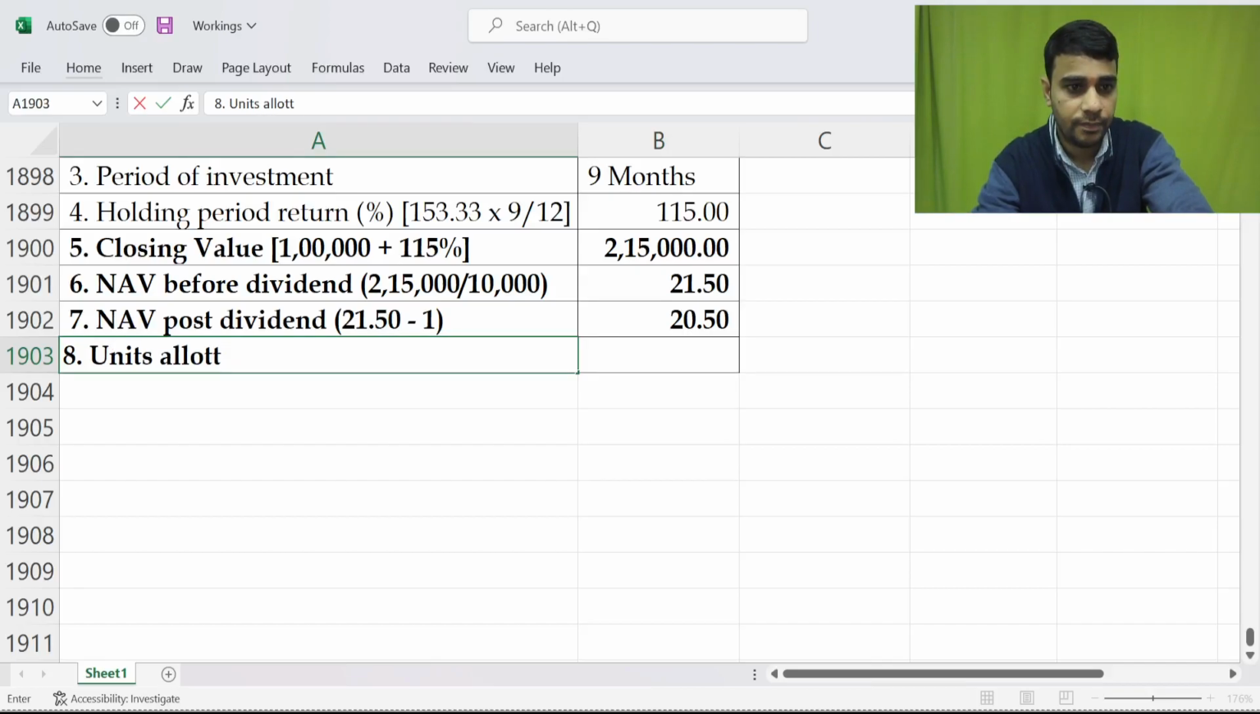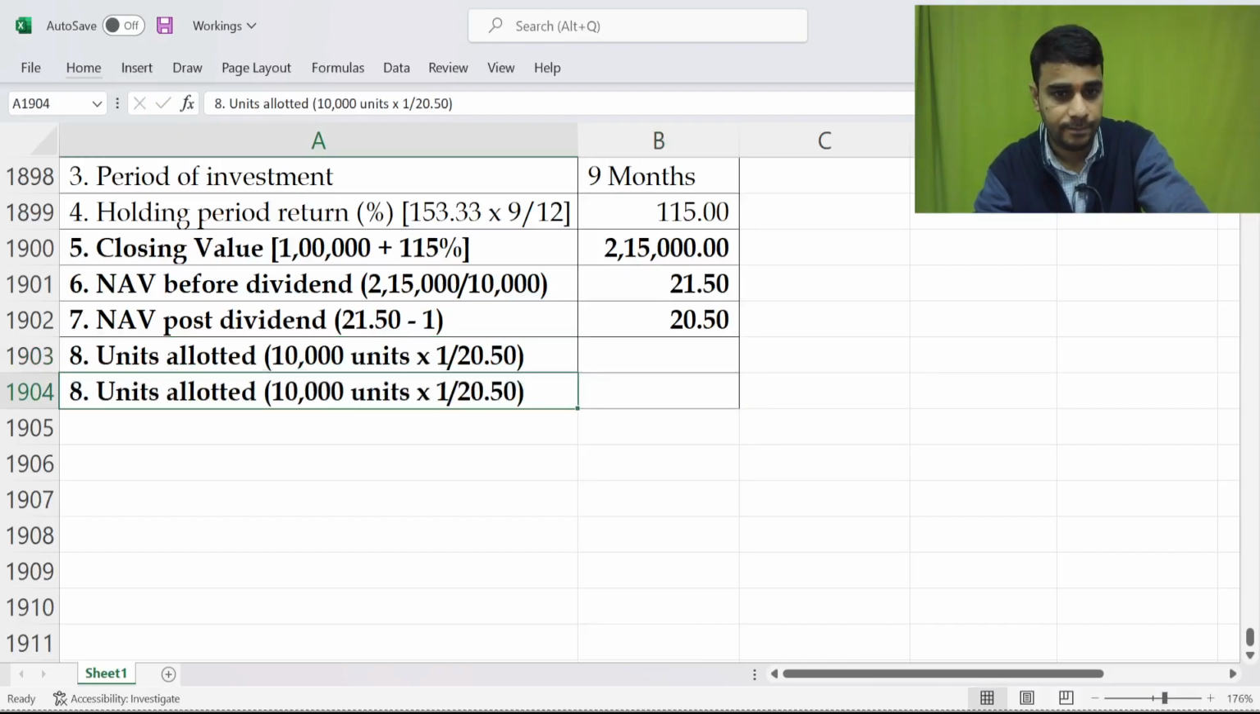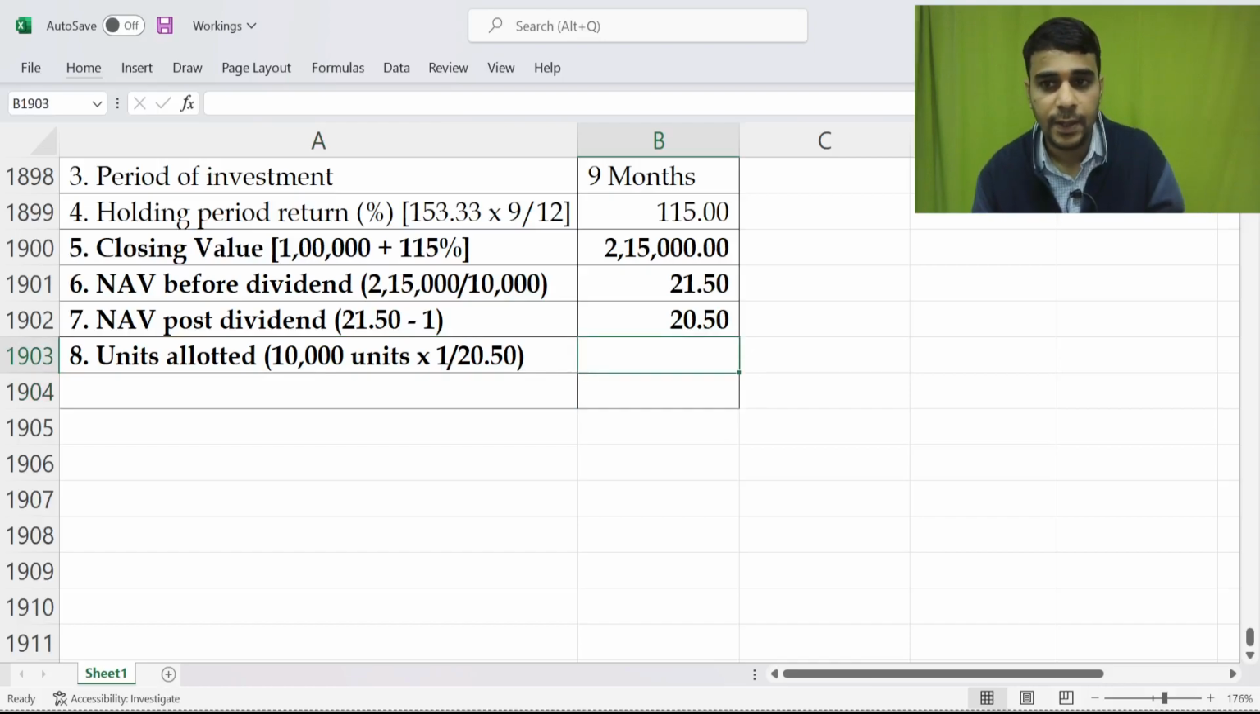Units allotted. This number is needed to answer the next part of the question. Units allotted: 10,000 units into 1 rupee, where 1 rupee is the dividend, allotted at 20.5. So 10,000 units into 1 divided by 20.5. You get 487.8. Any doubts on this? Clear?